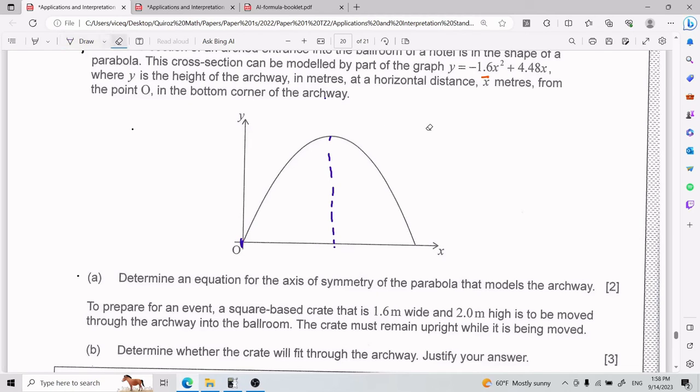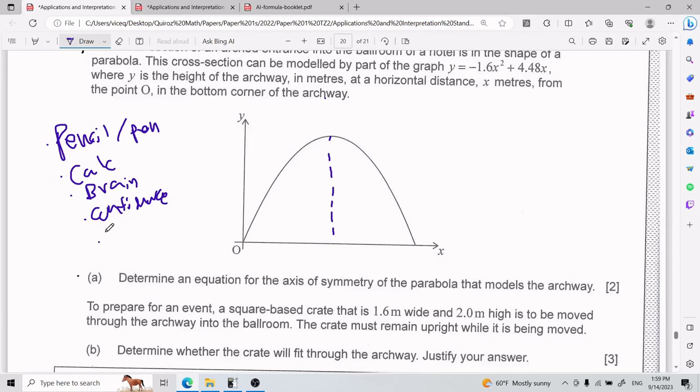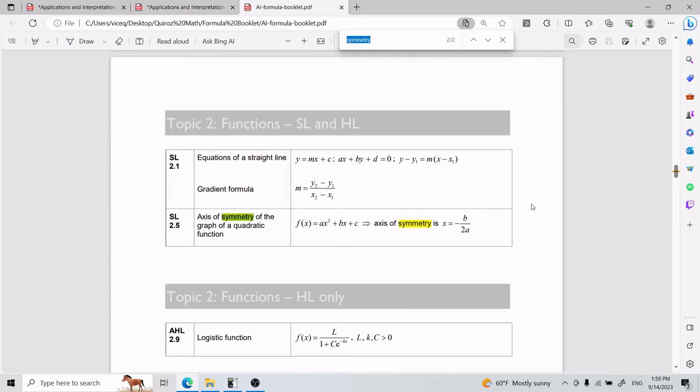Ladies and gentlemen, when you walk into the test for your IB exams, you're going to be walking in with your pencil, probably a pen as well, your calculator, your brain, your confidence, and your formula booklet. You have to get familiar with your formula booklet. You have to know what tools are in there, what you can use and what you can't. Once you get familiar with it, you'll see that for axis of symmetry there is an equation you can use. It is right here on page number 5.